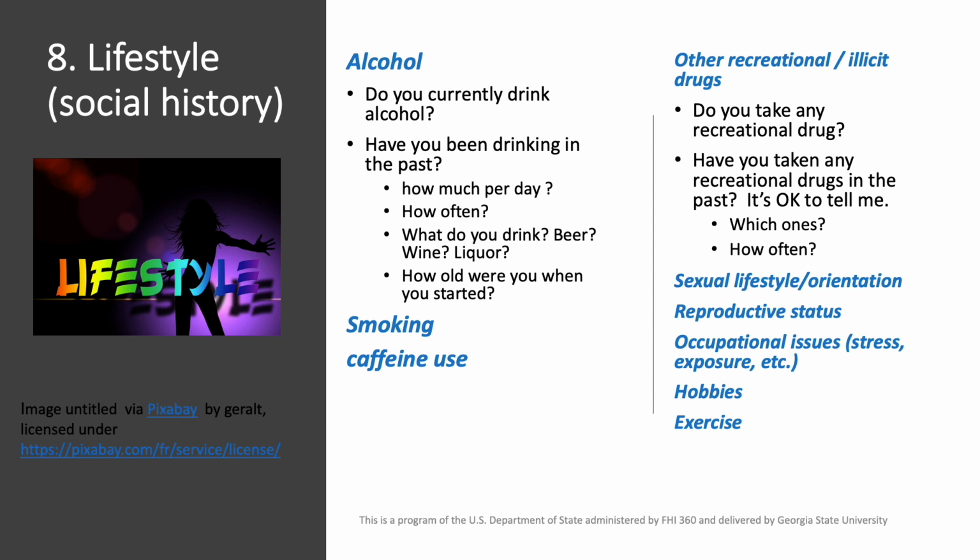Other questions you can ask in this section include questions about the client's sexual life, the reproductive status. Do they have children? Have they ever had any miscarriages? All these questions related to their reproductive status. And you may also want to ask about their occupational issues. How stressful their work is. Are they exposed to dangerous substances, etc.? You can ask about their hobbies and if they exercise. All these if they are relevant to the chief complaint.